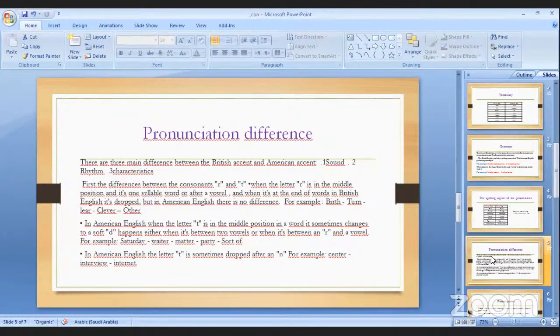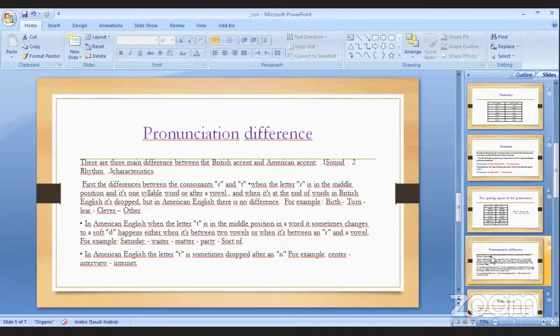In American English, when the letter T is in the middle position in a word, it sometimes changes to a soft D. This happens either when it's between two vowels or when it's between an R and a vowel. For example, Saturday, water, matter, party, and so on.